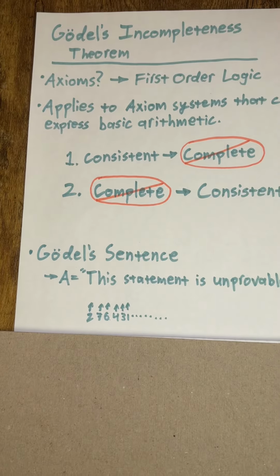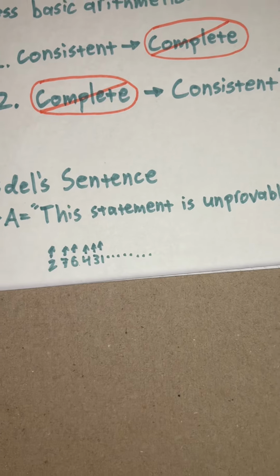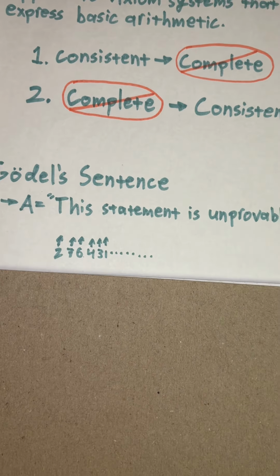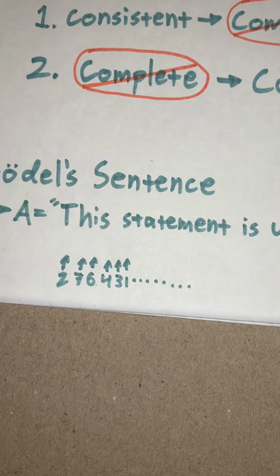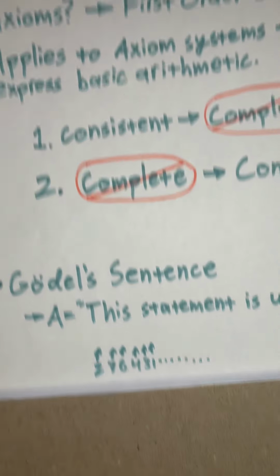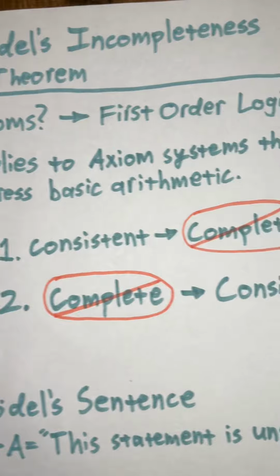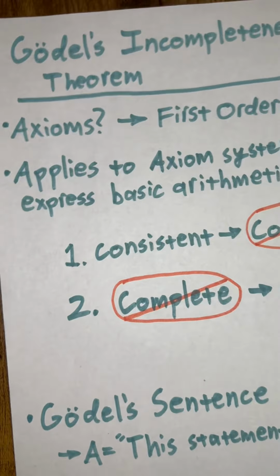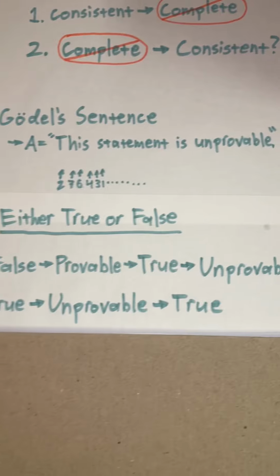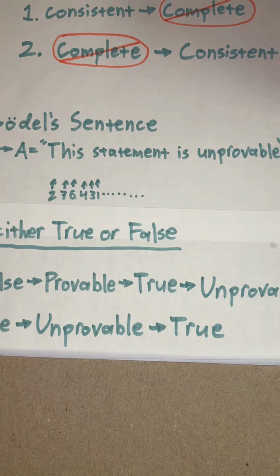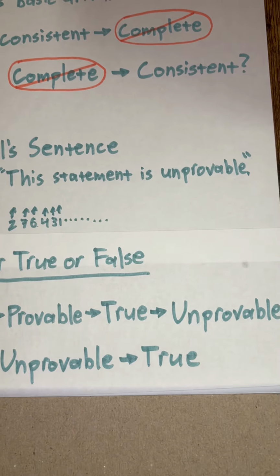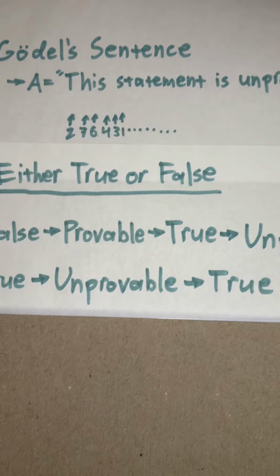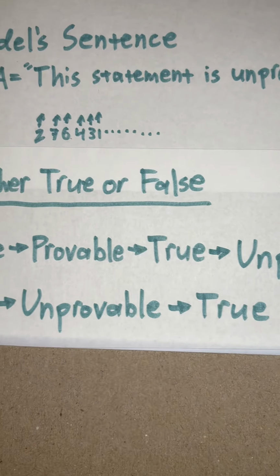So in his proof of this theorem, he used a sentence similar to "this statement is unprovable," and he assigned numbers to the letters and the spaces. And that's where this thing about the theorem only applying to axiom systems that can express arithmetic comes from. This statement must be either true or false. If it is false, then it is provable. If you can prove something, that means that it's true. You prove things to be true.